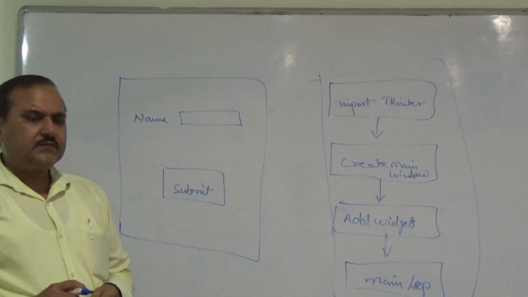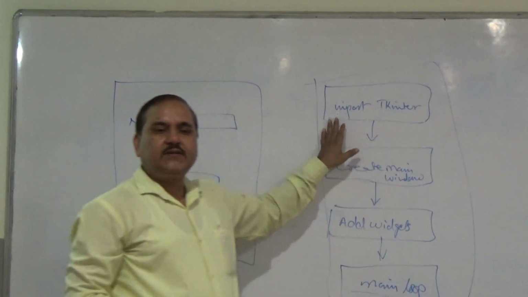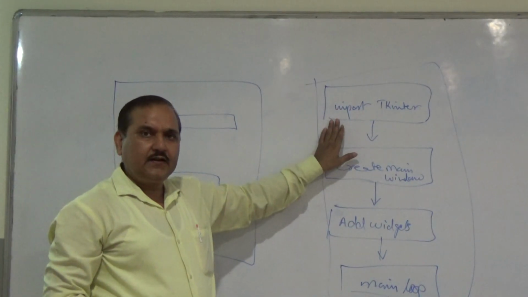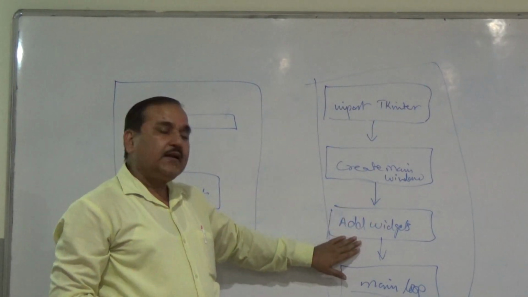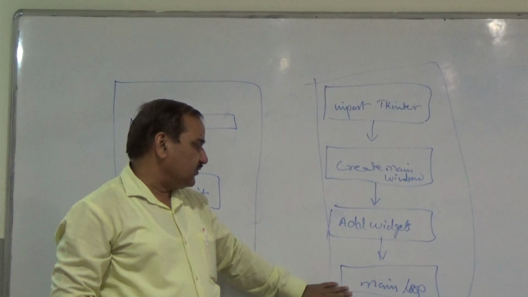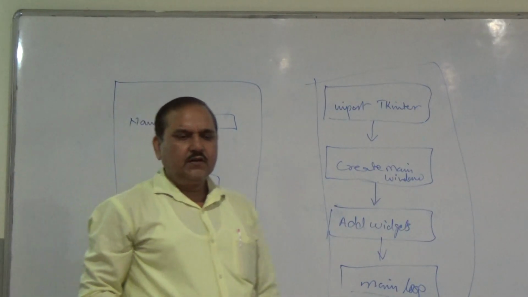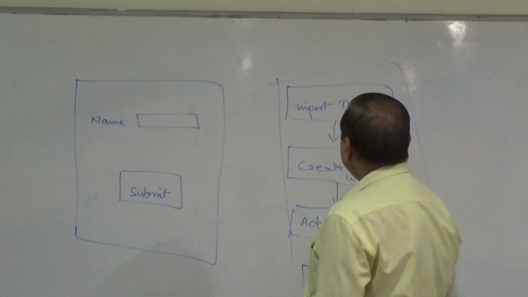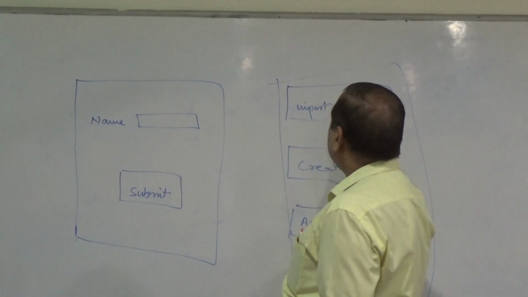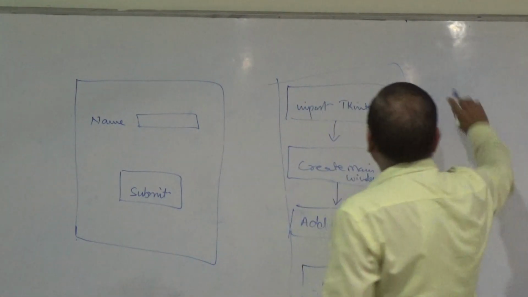For that purpose, as we all know, the first step is importing tkinter. The second step is to create the main window. After that, we add widgets, and the third step is the main loop. So how are we doing this? There are 3 ways by which we can import tkinter. You already read this one. So what is the first step?